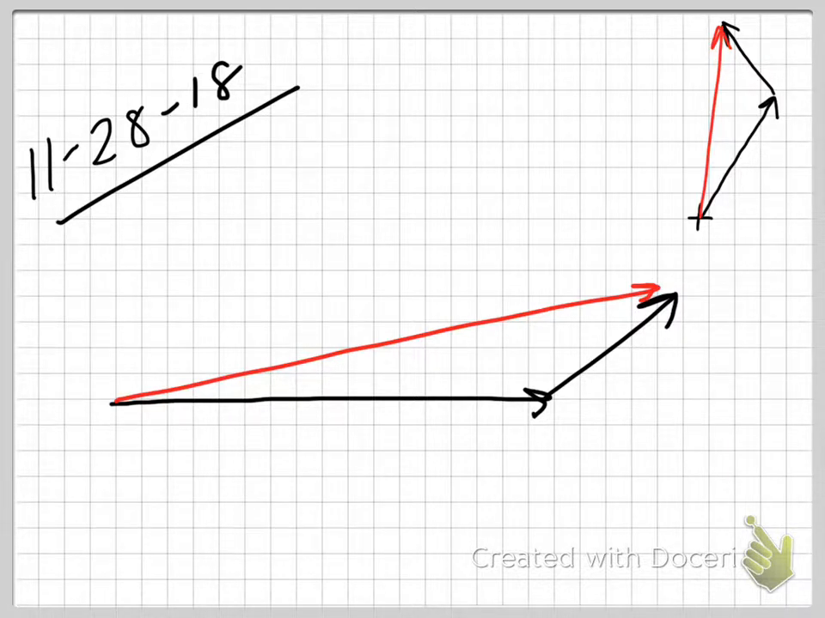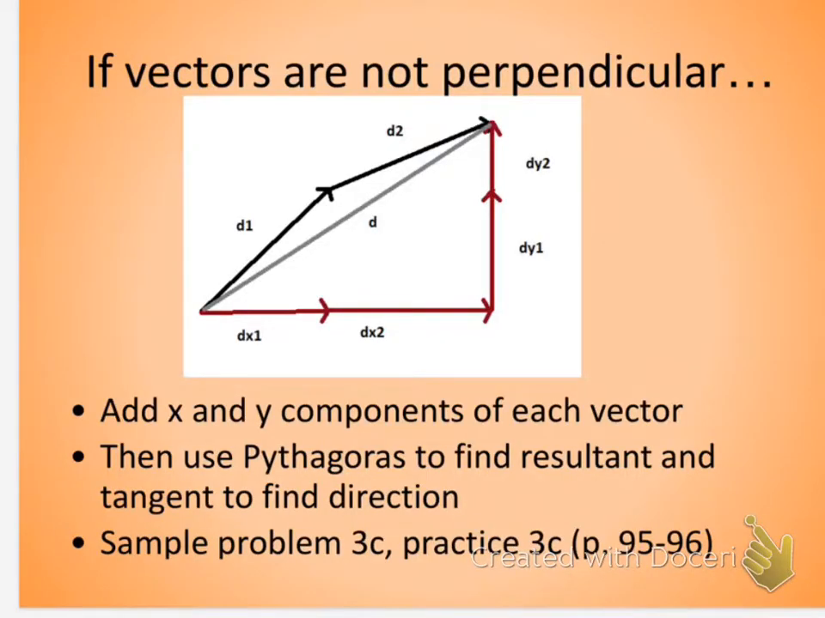So remember how I said these are all about finding the triangle? All you got to do is find multiple triangles. Add them up. When we have vectors that are not perpendicular, we find the x and y components of each vector. We add those up. We get an overall y displacement and an overall x displacement. Then we use Pythagoras. So it's just a multi-step process.